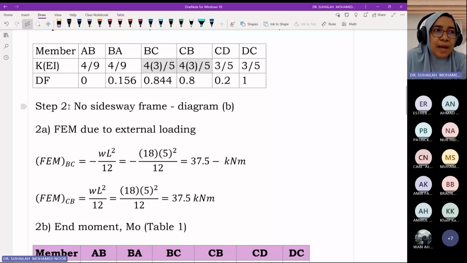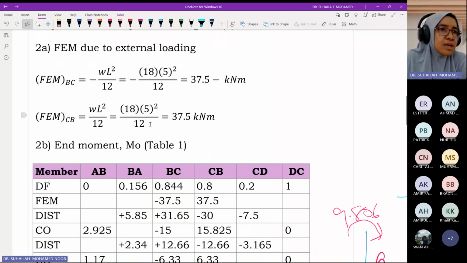Okay, move to step number 2. Step number 2 is the sidesway, no sidesway frame, so we refer to diagram B. Here, it's okay if you haven't drawn the diagram yet, but you must be able to imagine it, because we need the diagram when we calculate R. Step 2A and step 2B, beam analysis is also step 2, except that for the beam, the analysis is finished at step 2B. The procedure is the same as before. When we analyze the frame, it is for calculating the restraining force. Okay, diagram B.